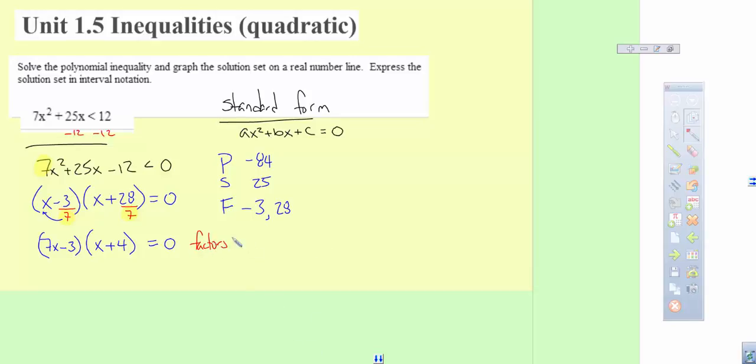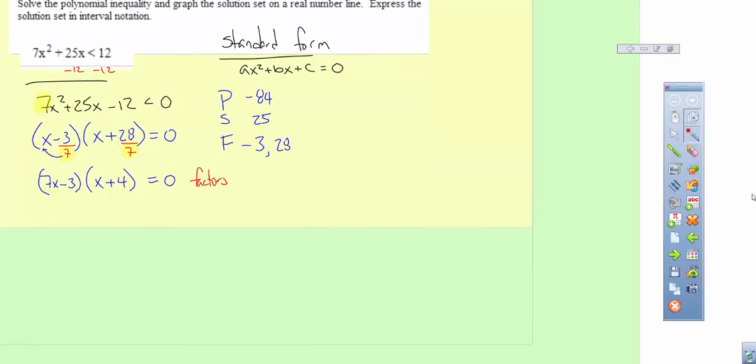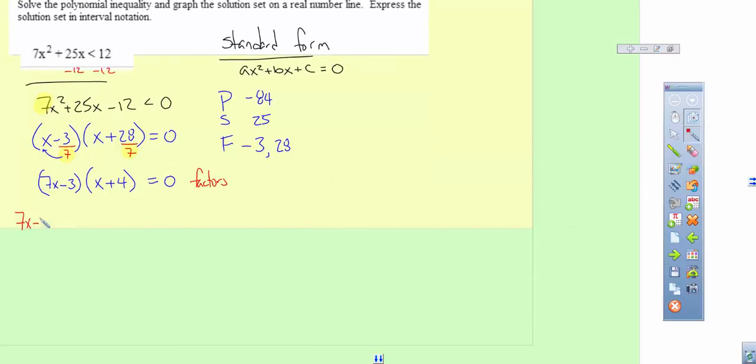In this case, we need to go all the way to our solutions, because we need to know the numbers that will make us equal 0 or be at that spot. So we take each one of these. We take the 7x minus 3 and set it equal to 0. We take the x plus 4 and set it equal to 0, and we get x equals negative 4. We get 7x equals 3 and x equals 3 over 7.